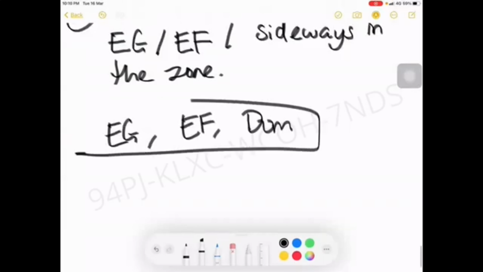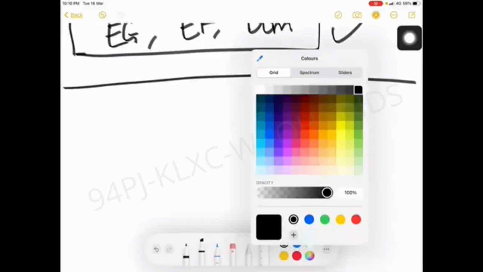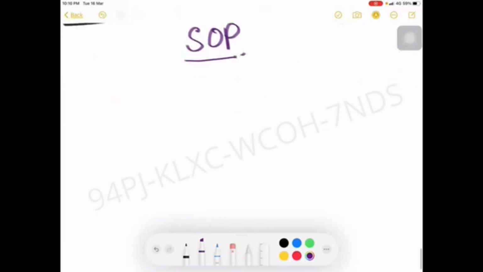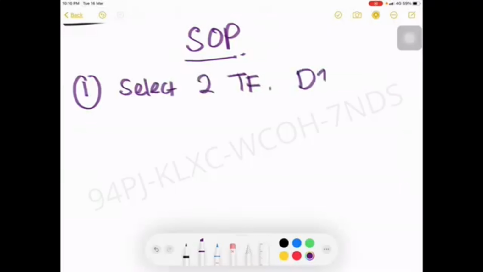Now we are going to focus on the S.O.P. Now we're going to go for the entry. The first thing is that you need to select 2 time frames. It means that if you are starting from daily, then you have to go to H4 as well. If you are starting from weekly, then you are going to go to daily as well.